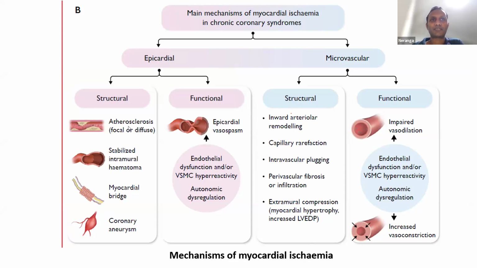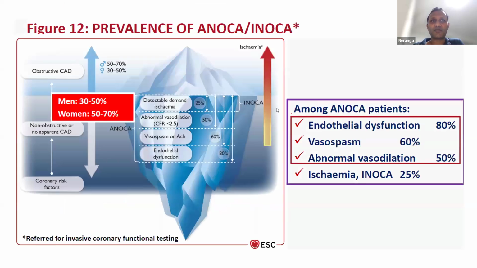Structural causes can be atherosclerosis, mainly hematoma, and there can be myocardial bridging and coronary artery aneurysms. These are very rare. Mainly we see atherosclerosis, and rarely myocardial bridging. And microvascular disease, functional or structural: there can be left ventricular end-diastolic pressure overload due to aortic stenosis, hypertension, and perivascular fibrosis, with fewer capillaries, and arterial remodeling; and functional due to impaired vasodilatation or increased vasoconstriction. So this is the one called ANOCA and MINOCA.